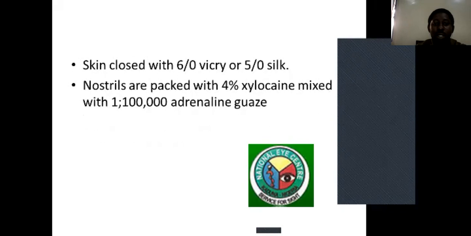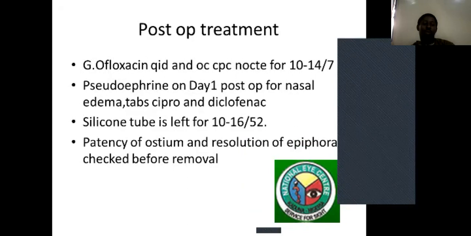Now post-op, we use ciprofloxacin drops 4 times a day and chloramphenicol ointment at night for 10 to 14 days. On the first day post-op, we give a pseudoephedrine nasal spray to prevent edema of the nostrils. Now, oral ciprofloxacin and diclofenac for analgesia are given. Ciprofloxacin is to prevent infection if there is any.